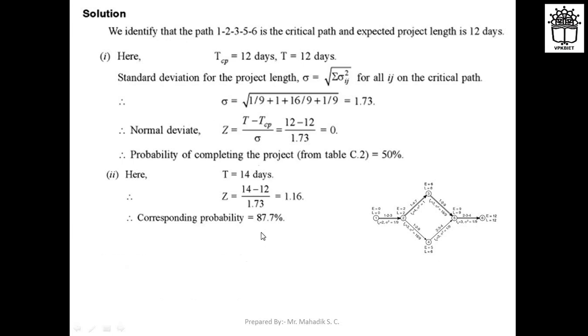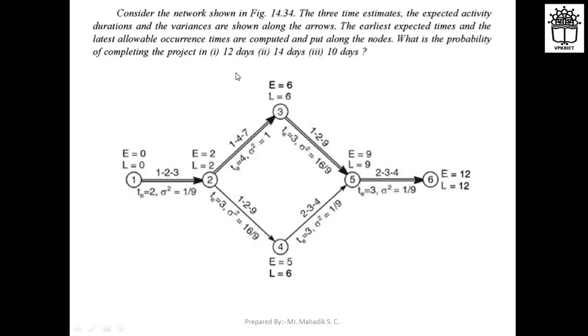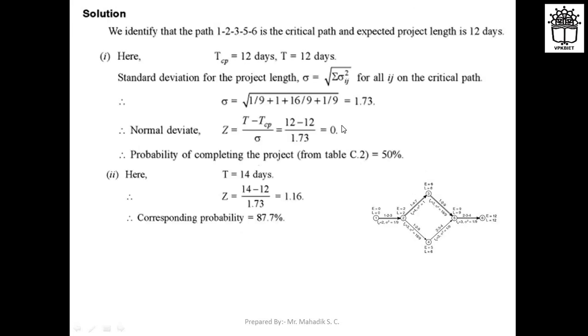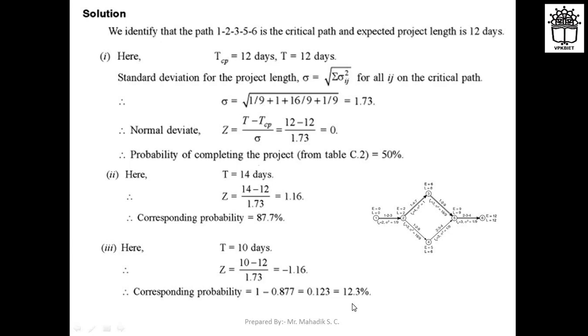So you can find out the probability that a project can complete within 12 days, 14 days, and 10 days. With all these time estimations, the probability that the project can complete in 12 days is 50%. If we go for 14 days, obviously the probability increases, to 87%. But if we come to fewer days, near 10 days, then obviously the probability is very less, 12%.